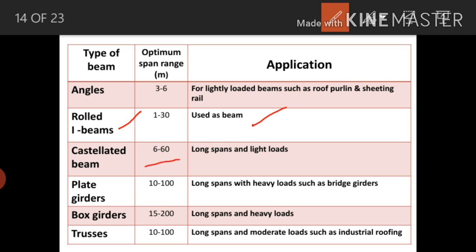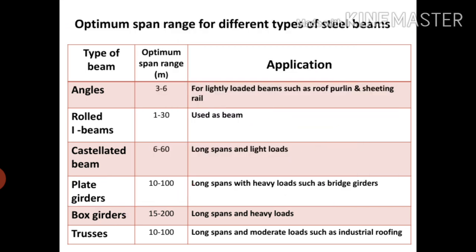Then the castellated beam, as I showed previously, is generally used for a span range from 6 to 60 meter, long spans and light loads. The plate girders are generally used for a span of 10 to 100 meter, long spans with heavy loads, as bridge girders. Generally these plate girders are used in bridge structures. Then the box girders, generally 15 meter to 200 meter span range, long spans, and they carry heavy loads. And the trusses, 10 to 100 meter span range, long spans and moderate loads such as industrial roofing. So these are the optimum span ranges for different types of steel beams.